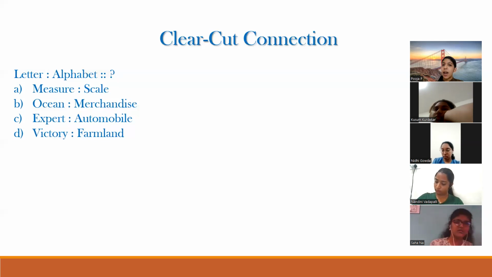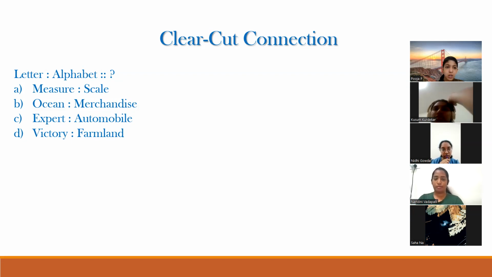The next thing is to have a clear-cut connection. So let's see here. Letter is to alphabet, that is the first pair. What is the next pair? Option A, measure is to scale. Second, ocean is to merchandise. Third, expert is to automobile. And fourth, victory is to farmland.